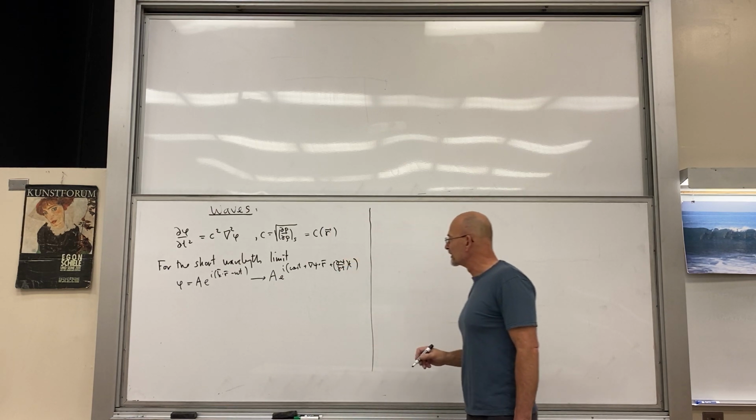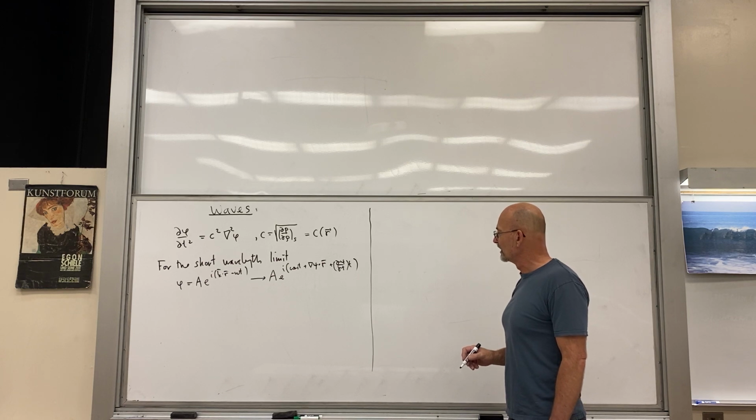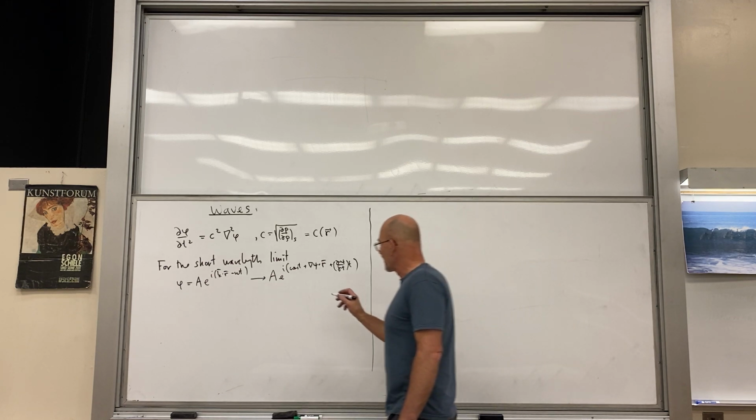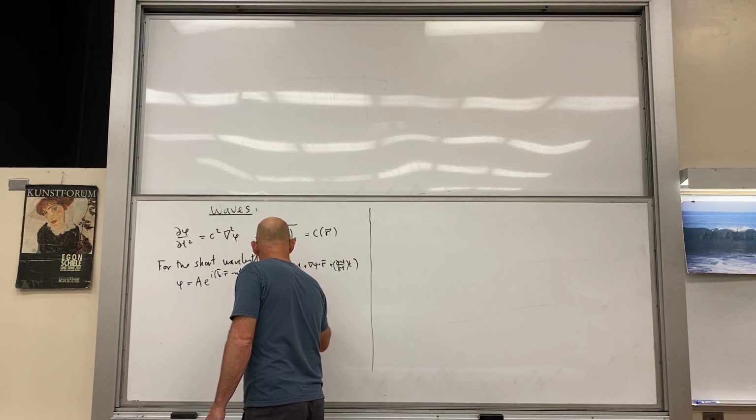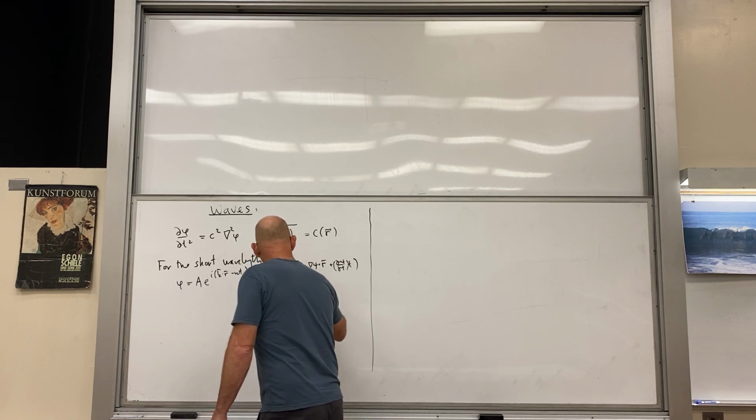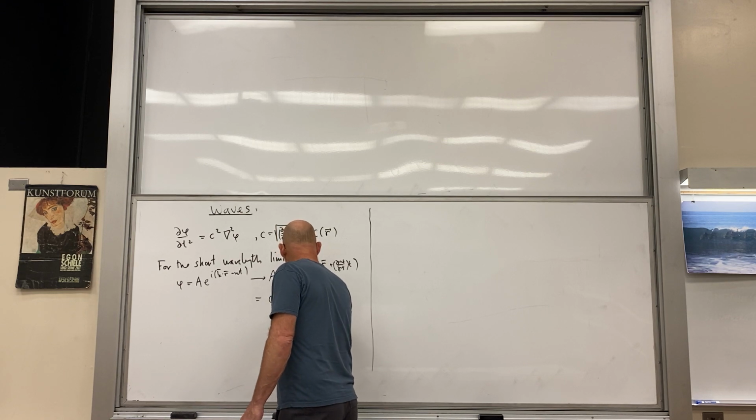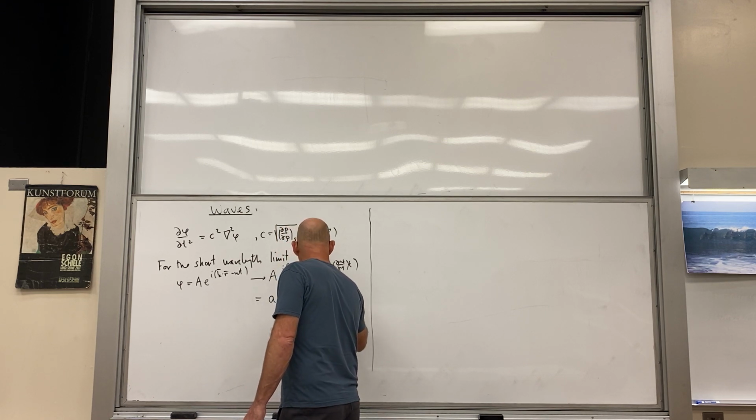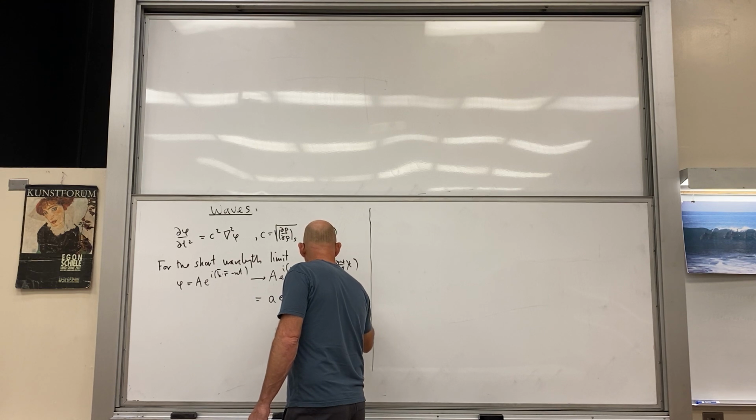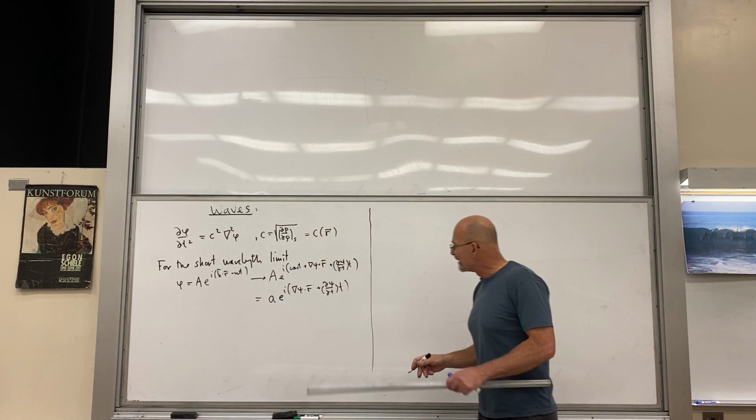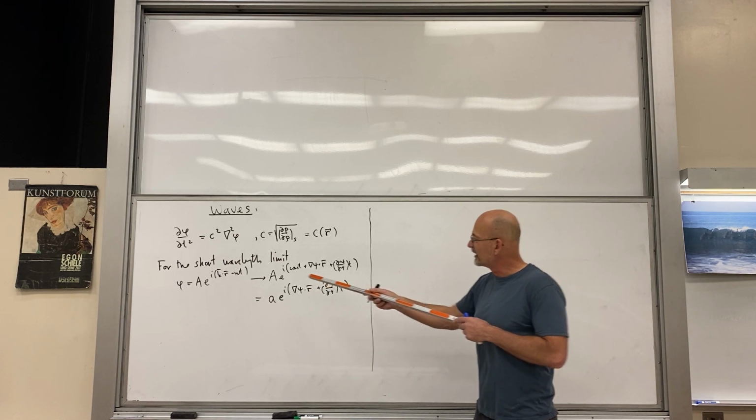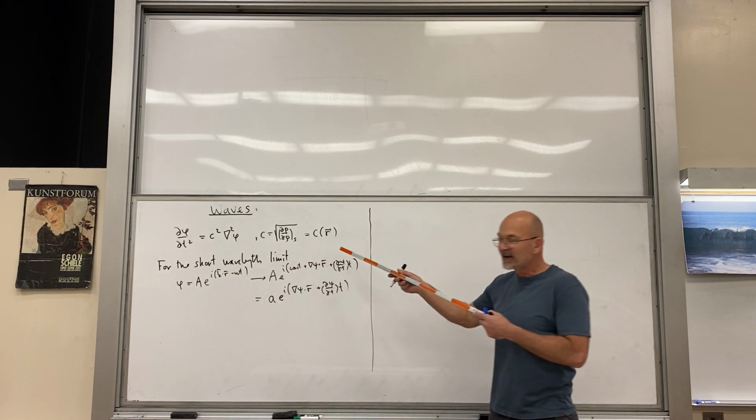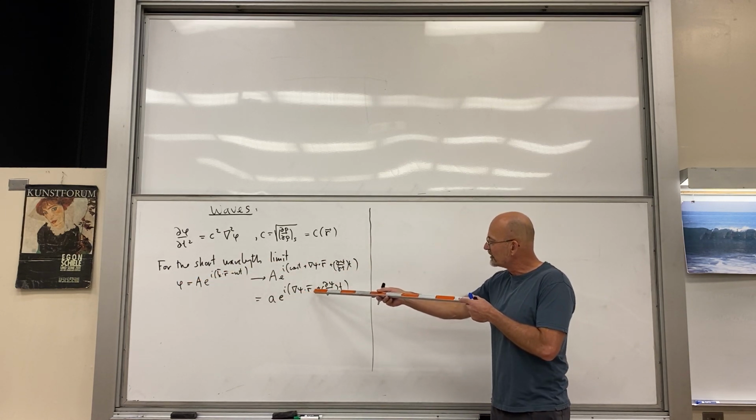And that turns into A e to the i (gradient c dot r minus or plus dc/dt times t). So remember, that was an expansion about some arbitrary point in the space. This was a plane wave that went all through space in one direction. This is an expansion around some point in space.